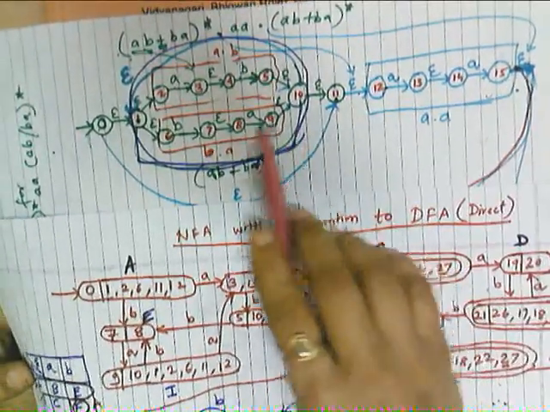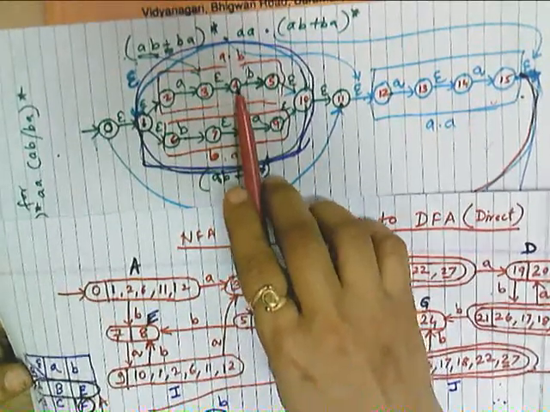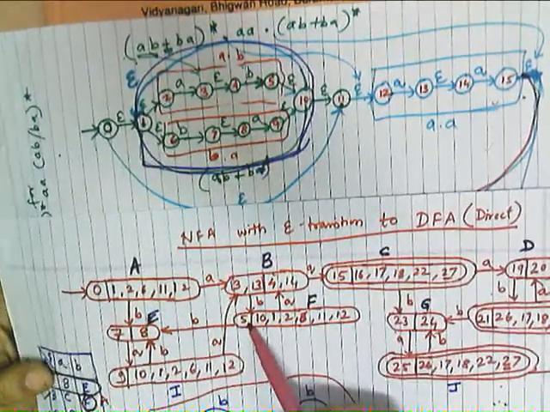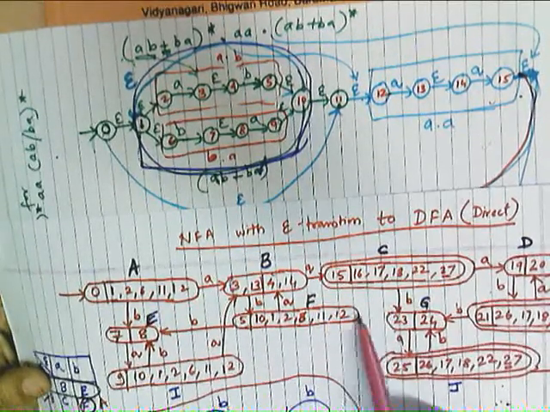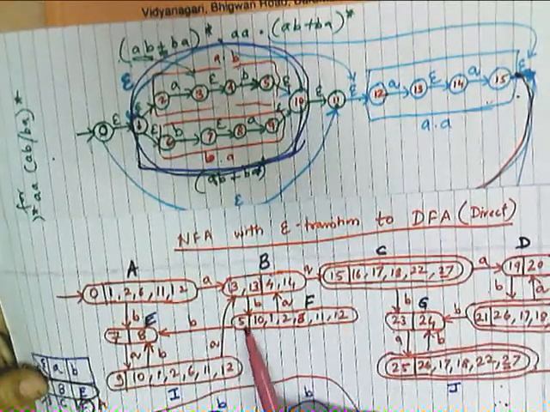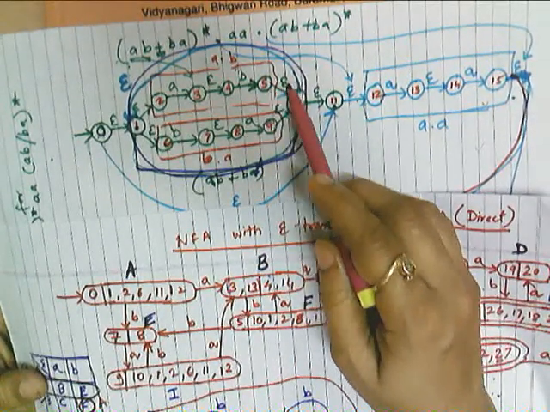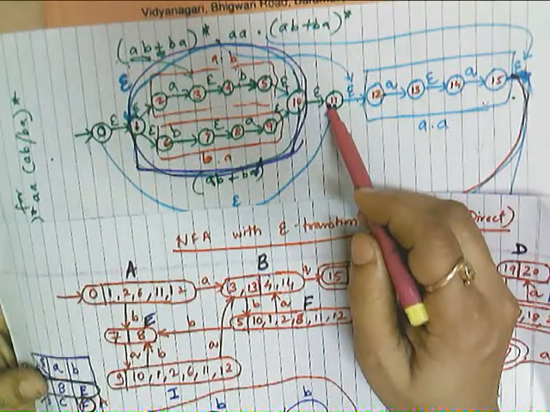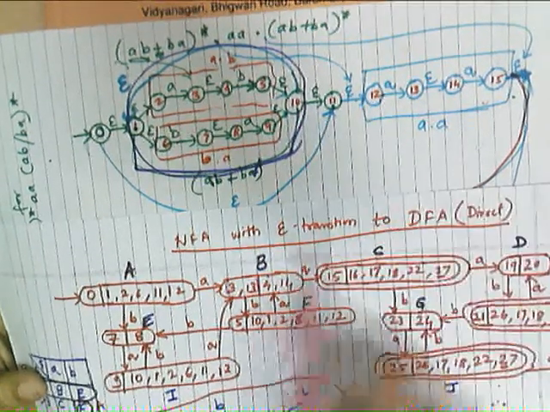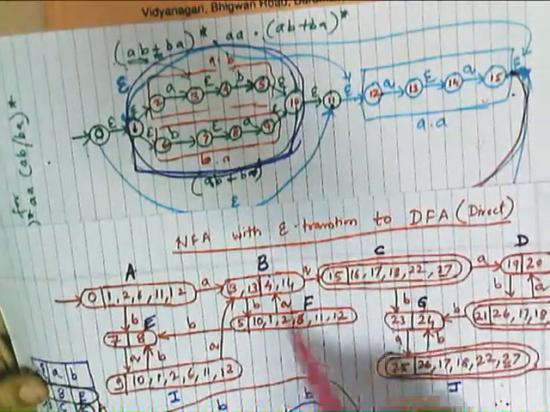Okay, so only which state? The 5 state is reachable with B from 4 state. That's why with B it is moving to 5 state. So again we have to find out the epsilon closure for this 5. So 5 with epsilon moves to 10, then 11, then 12. See here, 10, 11, 12 as well.